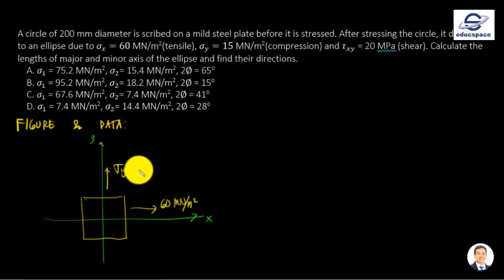We have this value, 15 MN per meter squared. And then we have a principal stress, which is 20 megapascal. Initially, this is our circle of 200 mm. Now we have a stress here, wherein it became an ellipse because of this stress. So this is just a simple illustration of the problem.